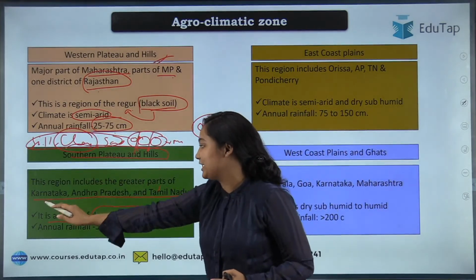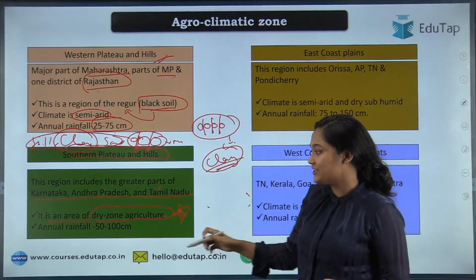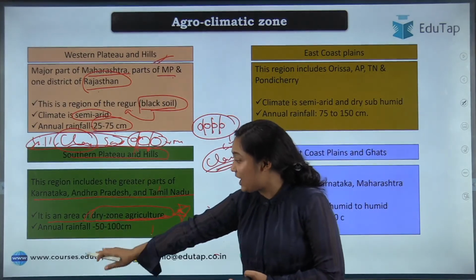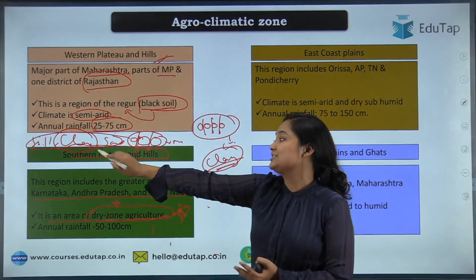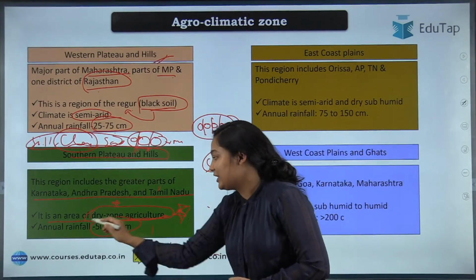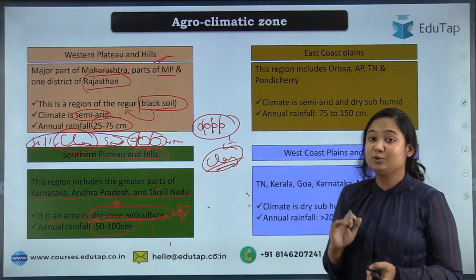Western Plateau and Hill: we are talking about the major part of Maharashtra, and MP and Rajasthan are covered. Black soil is there, semi-arid conditions are there, and average rainfall is 25 to 75. Moving to the Southern Plateau, we know Karnataka, Andhra Pradesh and Tamil Nadu are there. Important point for your exam: dry zone agriculture. Even if you can't remember anything else, do remember dry zone agriculture is practiced in Southern Plateau and Hills. Annual rainfall is only between 15 to 100.